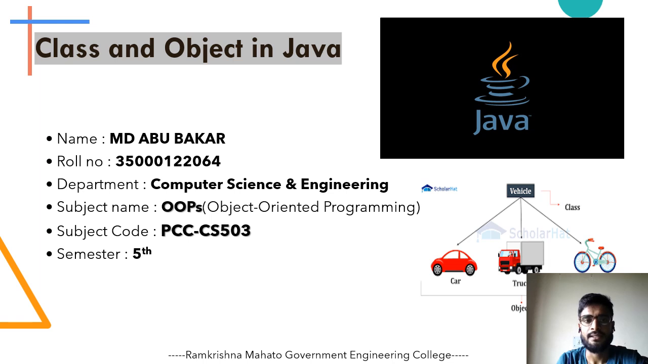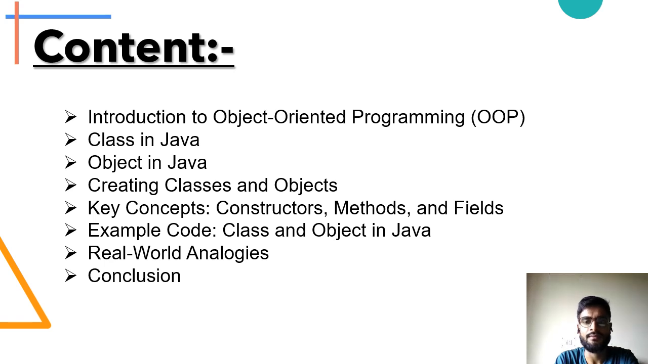In this presentation, I am going to discuss class and object in Java. Now, coming to the content part, first we will see introduction of object-oriented programming, class in Java, object in Java, creating classes and objects, key concepts, constructors, methods, and fields. Example code, class and object in Java, real-world analogy, conclusion.